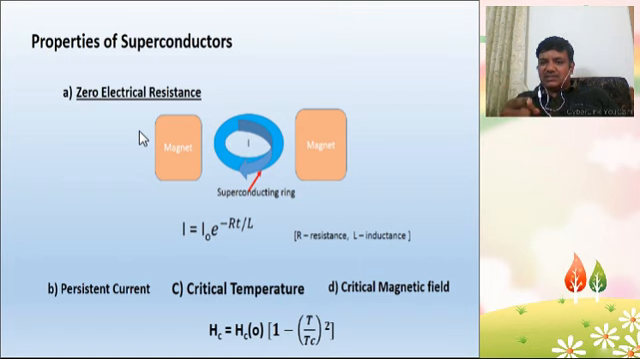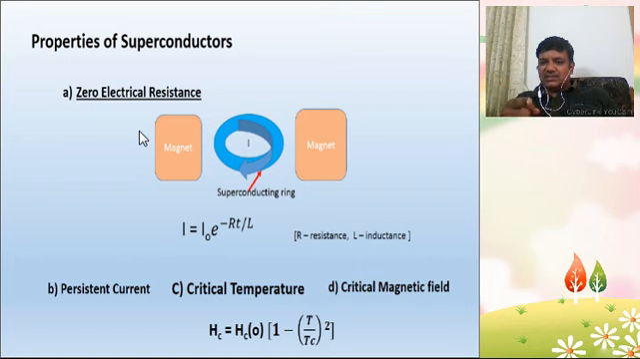The relationship between magnetic induction and the external field is B equals mu naught into M plus H, where M is the intensity of magnetization and H is the externally applied magnetic field. Since B is equal to 0, M plus H is equal to 0, so M is equal to minus H, and M by H is equal to minus 1. That is, susceptibility is equal to minus 1. Negative susceptibility means diamagnetic materials. So a superconductor exhibits a diamagnetic behavior.